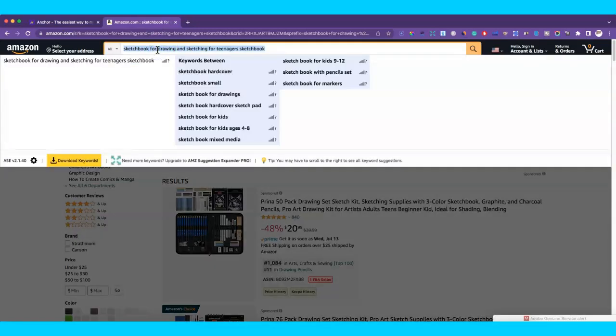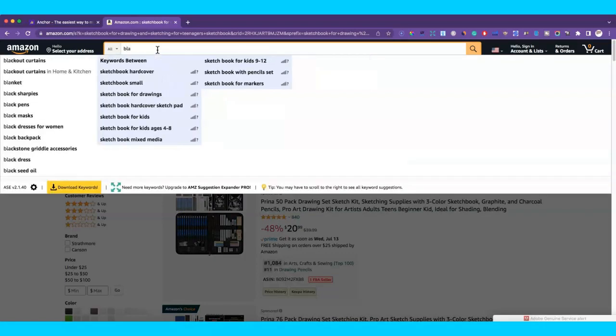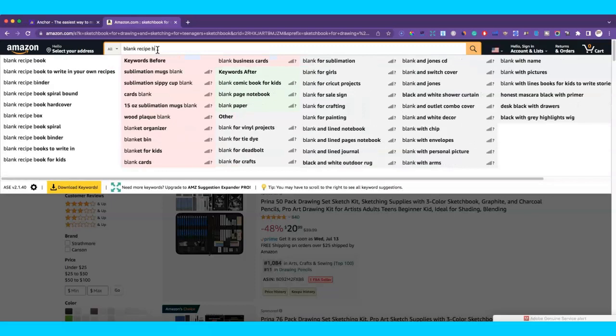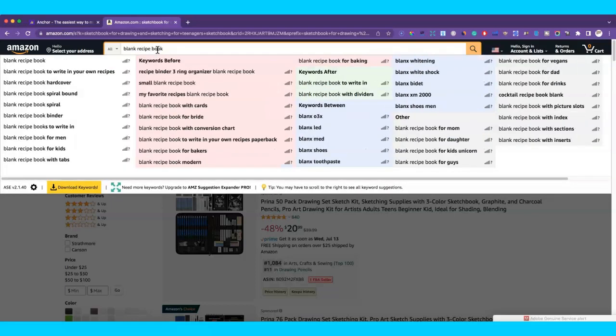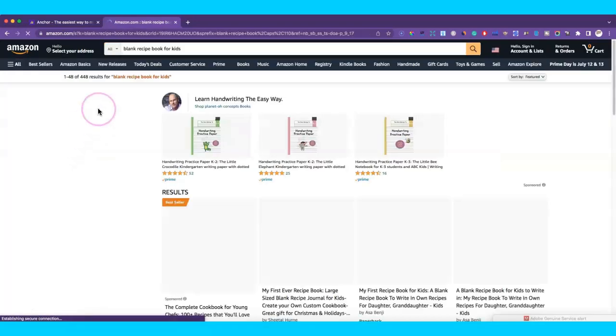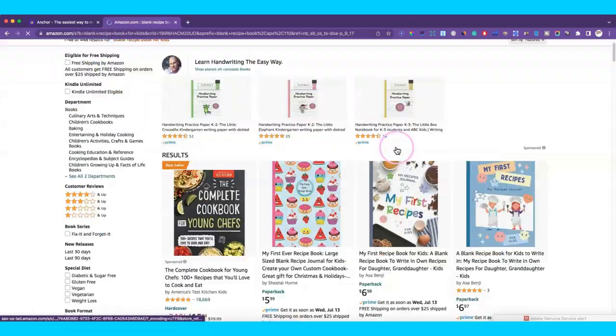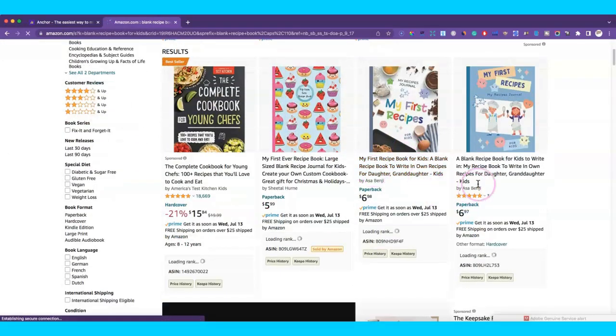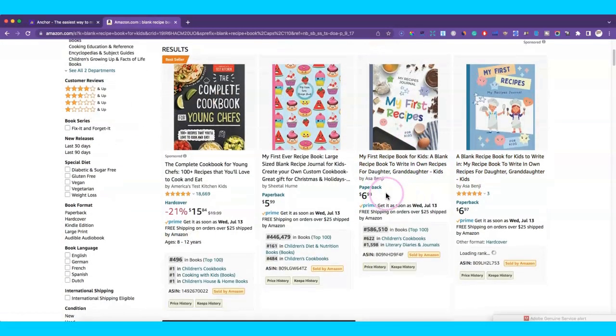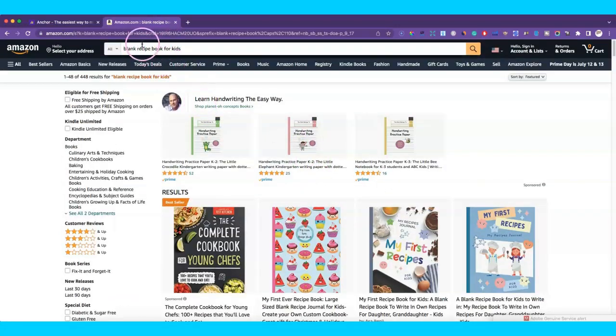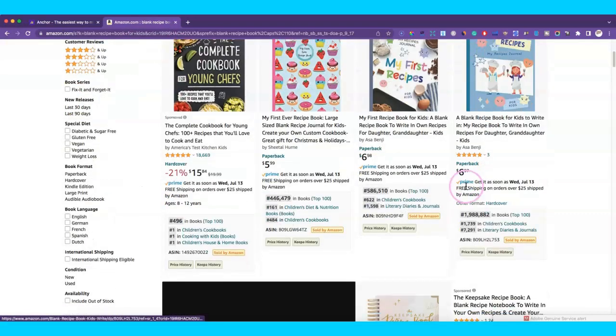The next idea I might try is a blank recipe book. Right, blank recipe book. And again, you can see the other suggestions. A blank recipe book for kids. That's 448. That's not bad. But again, I'd want to see if they're selling. There's no point in making a book, okay, it's 448 results, but if no one's buying it, then it still doesn't make sense to put the book out there.